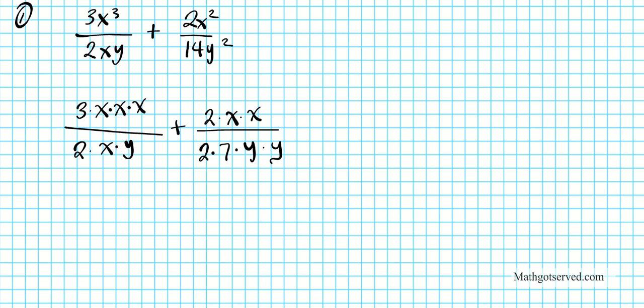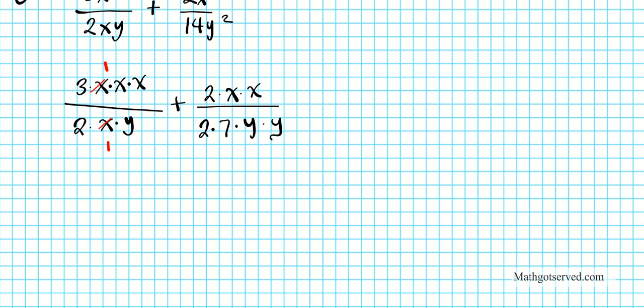Okay? If you take a look on the left side, you notice that there's an x up and down here that can be canceled out, so we can go ahead and reduce that. So pick on an x here, 1, pick on an x here, 1. And then we have reduced this left side into 3 times x over 2 times y plus 2 times x over 2 times 7 times y times y. Okay, now we can now add.